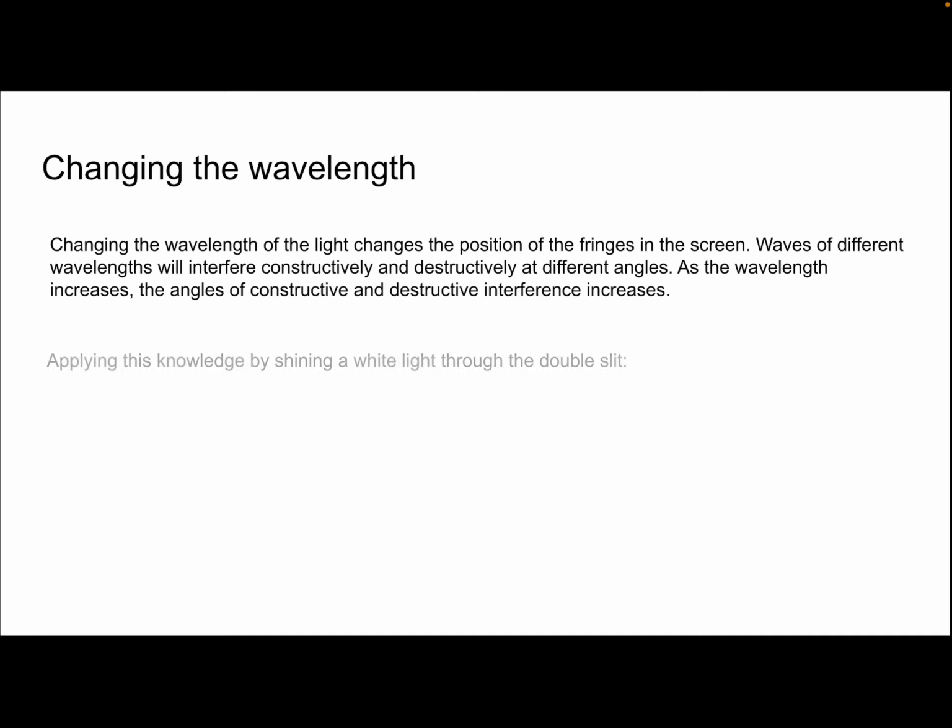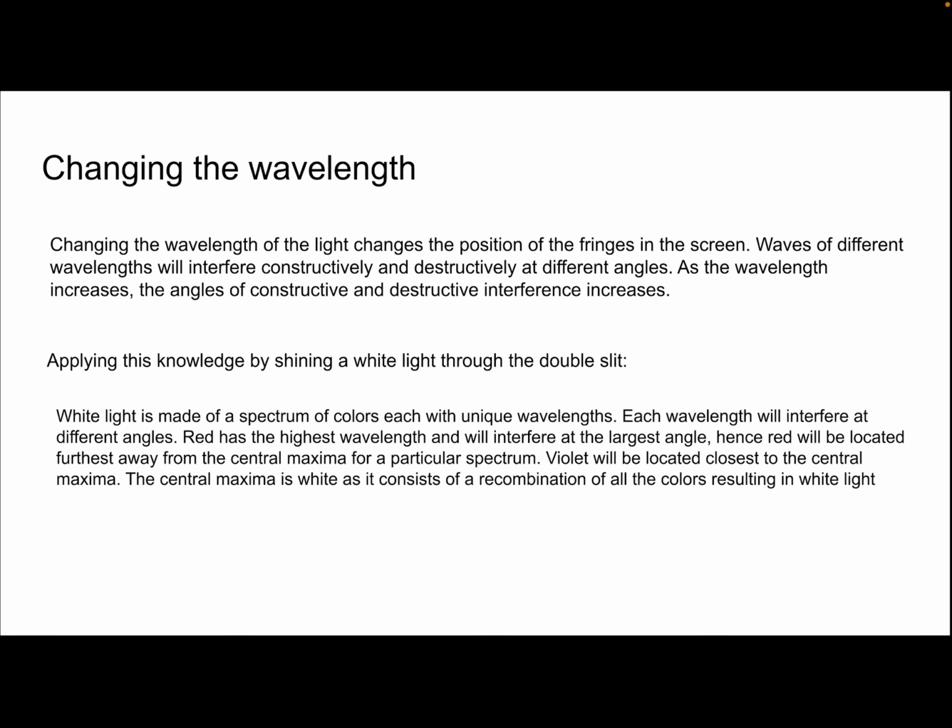Okay. So if we apply this knowledge by shining a white light through a double slit, we know that white light is made of a whole spectrum of colors, like your red, your violet, your green, your blue, etc. Each of these colors will have a unique wavelength. For example, red has a different wavelength to green, green has a different wavelength to violet, and violet has a different wavelength to orange. So each wavelength will interfere constructively and destructively at different angles.